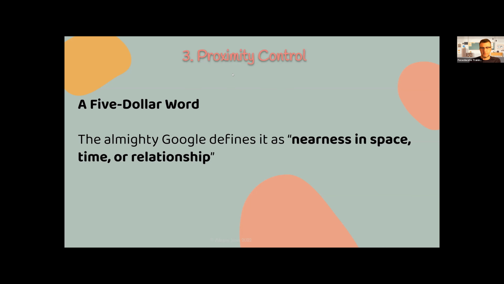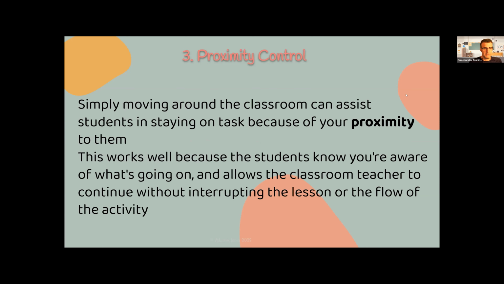So proximity control is another technique that people use. It's a fancy word, but it's a simple technique. How close is everyone to each other? Simply moving around the classroom can assist students in staying on task because of your proximity to them. This works well because the students know you're aware of what's going on, and it allows the classroom teacher to continue without interrupting the lesson or the flow of activity. So, as a para, we do a lot of sticking with a group, but we also do a lot of just sort of milling around the classroom.